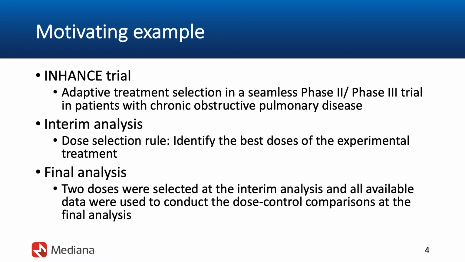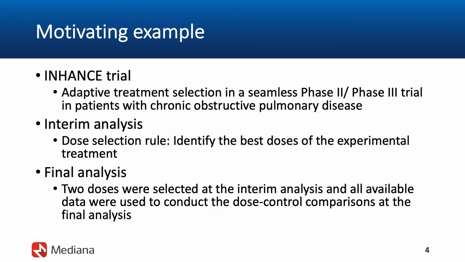the sponsor of the ENHANCE trial decided to design a single two-stage trial to accomplish the objectives of the two separate trials. That trial would employ an interim analysis carried out at the end of the first stage, which would inform the design of the second stage of the study. In the first stage, 4 doses of indacaterol, the experimental treatment, were tested, and the main goal of the interim analysis was to apply a predefined dose selection rule and choose the most promising doses of this experimental treatment.